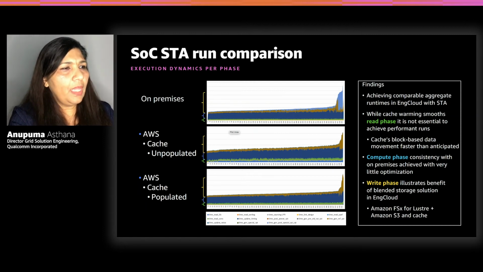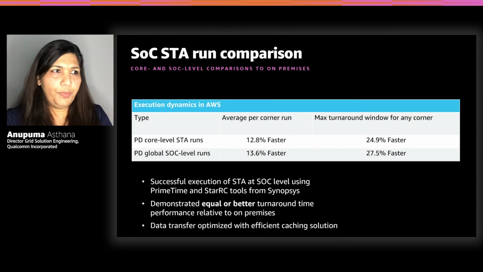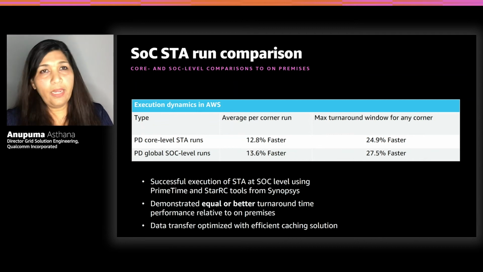In all, we were able to run two levels of compute experiments with this architecture. One was physical design running at the core level, and the second was physical design running at SoC level. As you can see on the screen, we achieved approximately 12.8% faster average runtime per corner in both cases, core level as well as SoC level, leading to a maximum turnaround time of about 24.9% faster at the core level or at the full execution level.